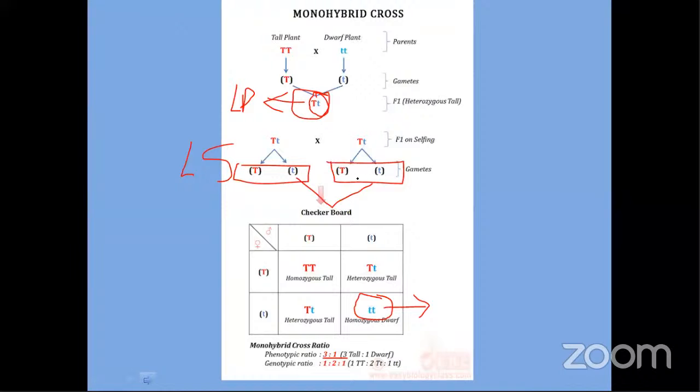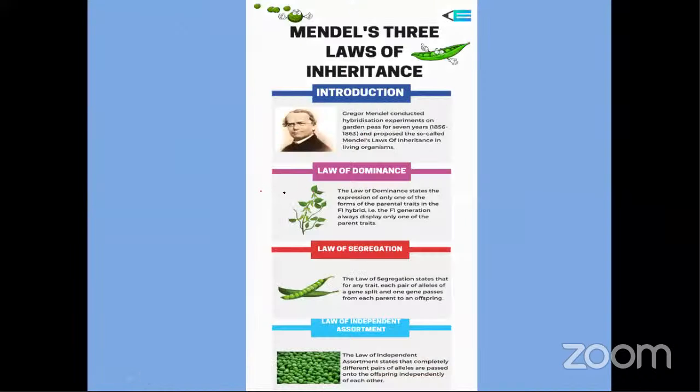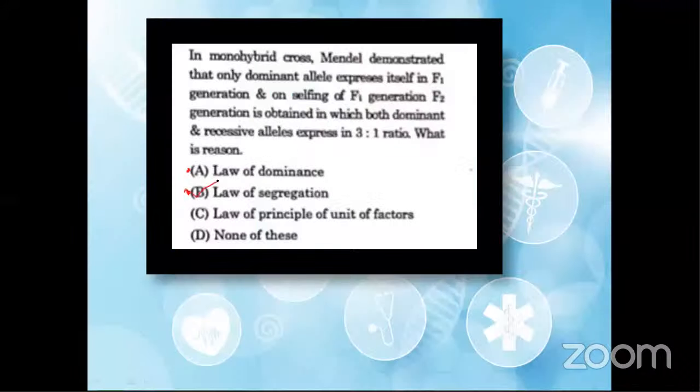The law of dominance says that in a heterozygous pair, the one which is dominant is expressed. The law of segregation says that the alleles separate during the formation of gametes. So the answer for this one is definitely B, the law of segregation. Now, what is this law? Principle of unit of factor.